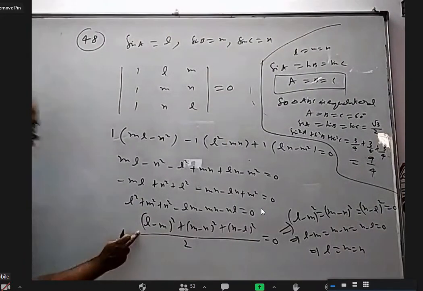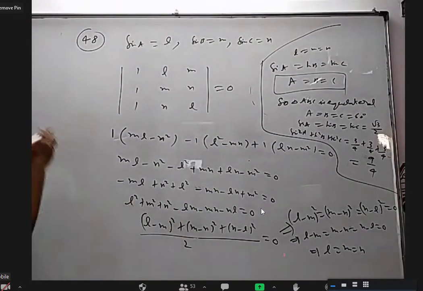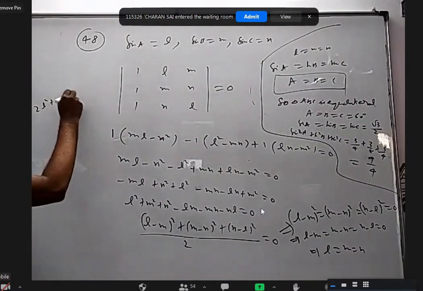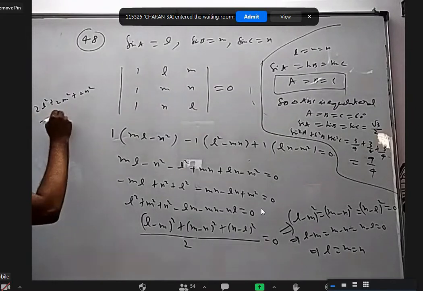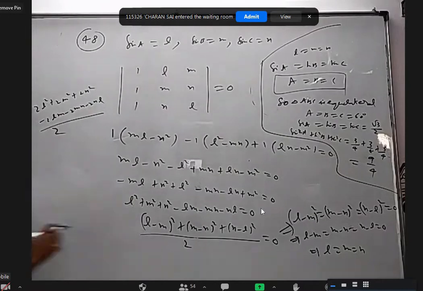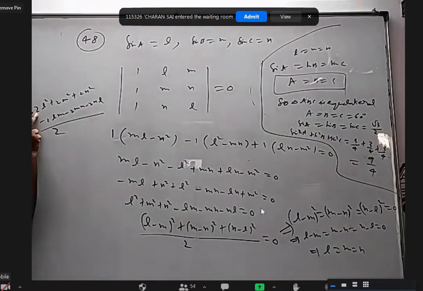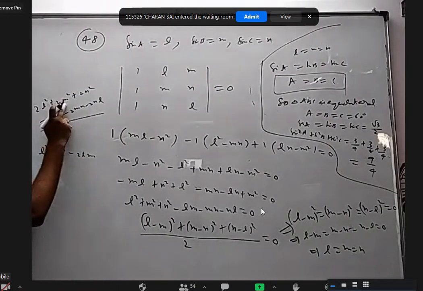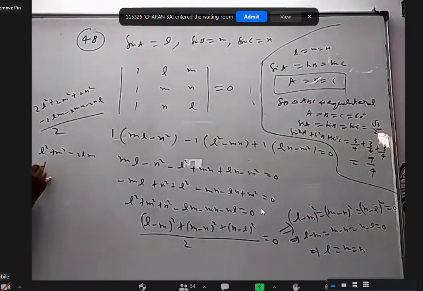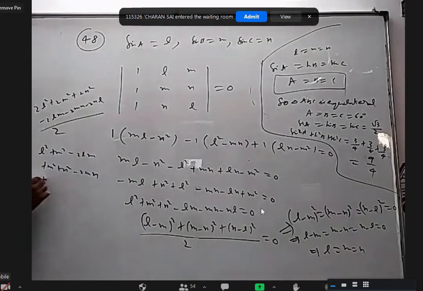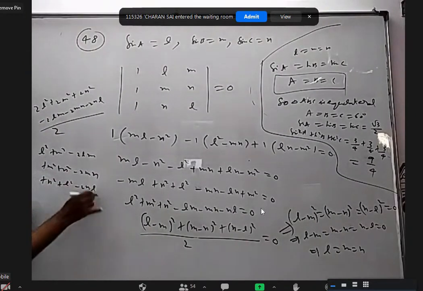From here to here, how did I get? Here I multiply with 2 and divide with 2. Is the part visible? 2L square plus 2M square plus 2N square minus 2LM minus 2MN minus 2NL, by 2. I multiply and divide with 2. Now take one L square here, one M square here, one minus 2LM: L square, M square minus 2LM. One M square here, one N square here, minus 2MN: M square plus N square minus 2MN. One N and one L: N square, L square minus 2NL, by 2.